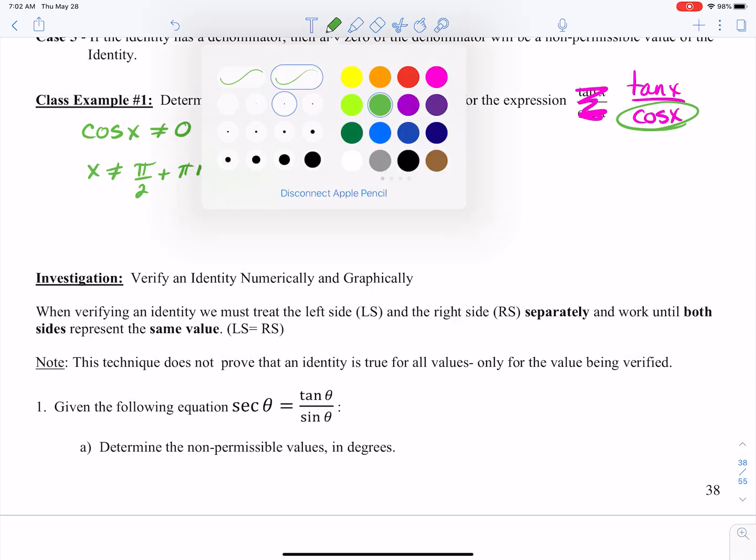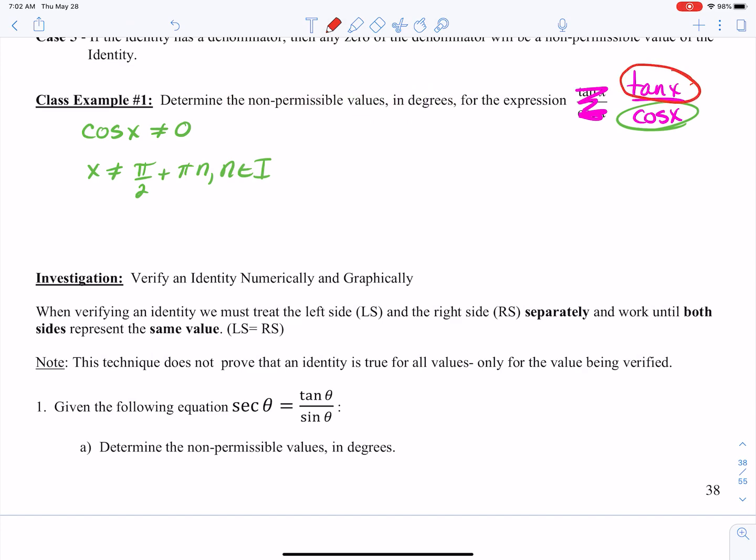But I also have a tan x here. Whenever you see tan x, we have to deal with where tan is undefined. Well, because tan is equal to y over x on the unit circle, we have to state the restrictions for where x is equal to 0. And that is the exact same as cos, so I've already dealt with that restriction here. So we only have one restriction.